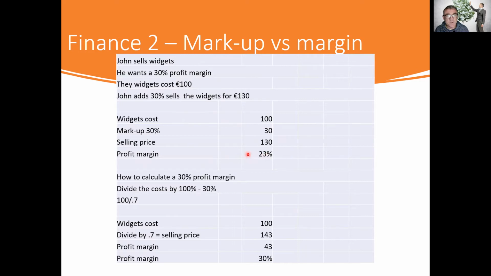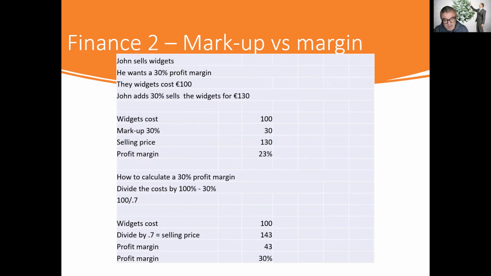And how is that worked out? A profit margin is where you take the profit of 30 divided by the selling price of 130, which gives you 23%. If you want to take out your calculator, you can double-check that. At this stage, John is a bit nonplussed. I say to John, "That's okay. Do you want a profit margin of 30%?" He says, "Yes, please."